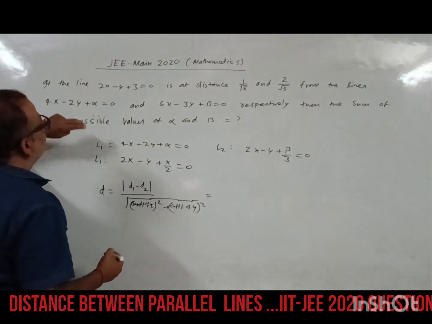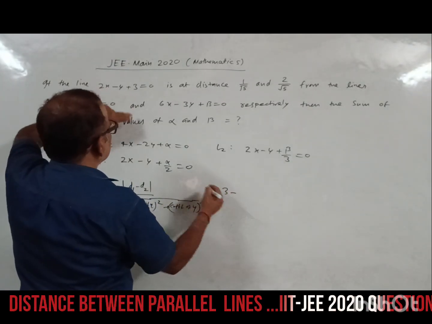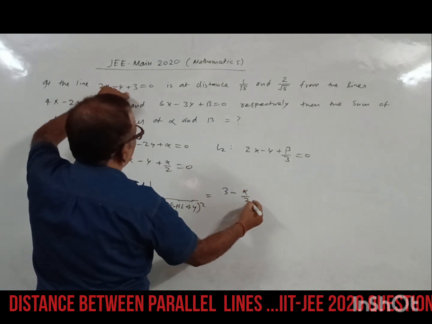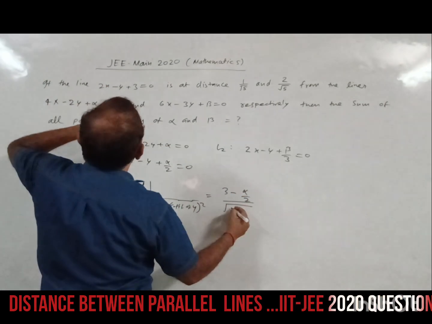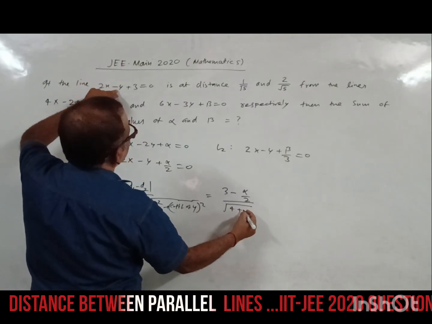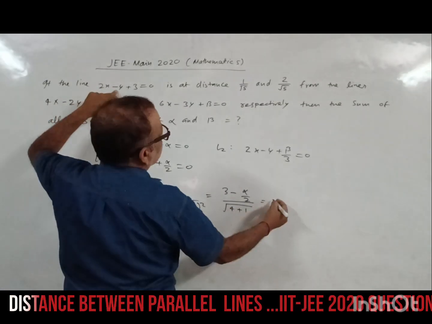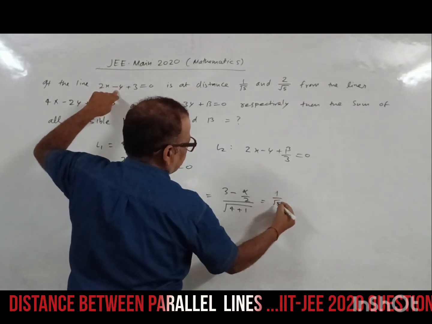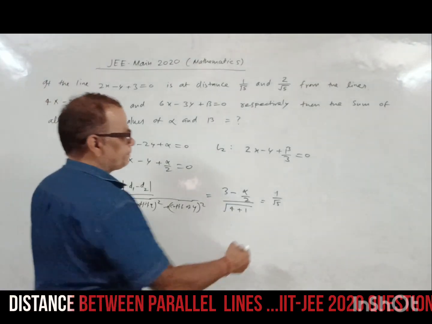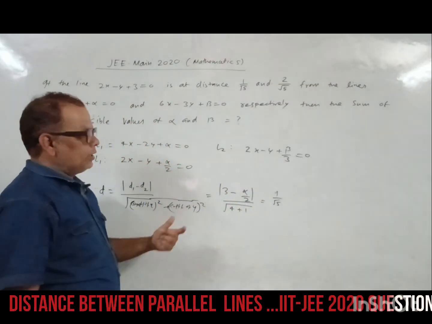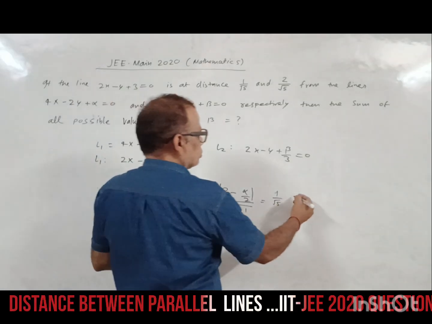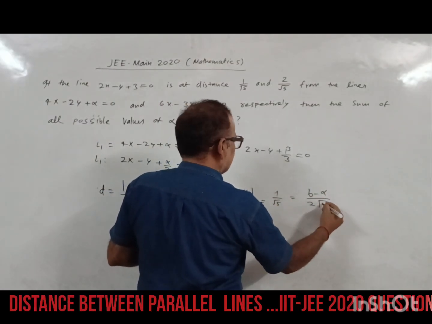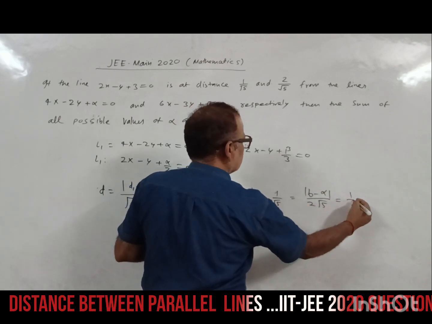Okay, so we can write the parallel distance from this line to this line: mod of 3 minus alpha by 2 upon root of 2 square, 4, plus minus 1 square, 1, is equal to 1 by root 5. Okay, this is 1 by root 5. So from here we take mod. So mod of 6 minus alpha upon 2 root 5 is equal to 1 by root 5.